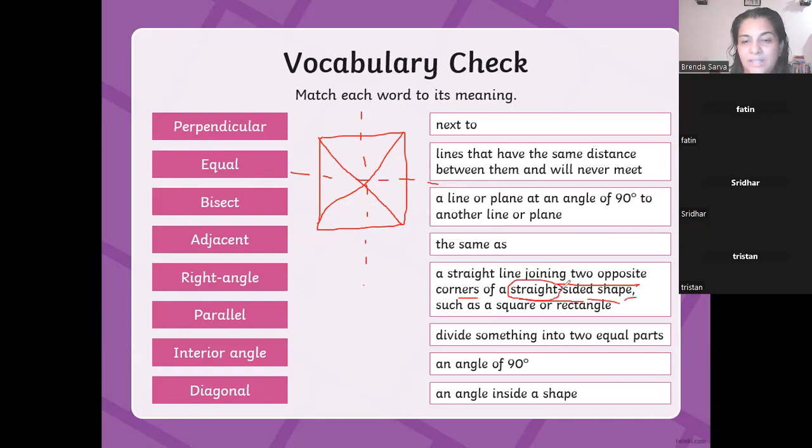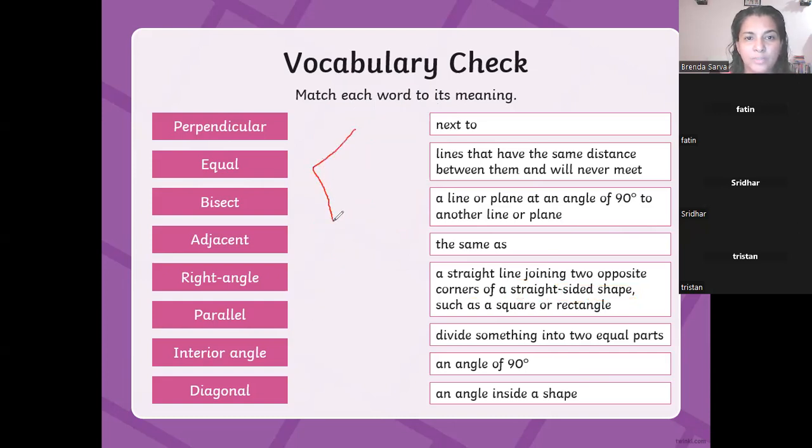What is a straight-sided shape? Any shape which has straight sides. It can be a pentagon. Do you remember? I think last lesson. Okay, I'm sorry. Again, my drawing is so bad. Trying to see whether I can draw something else or not. Let me clear. Pentagon. Do you know what is a pentagon?